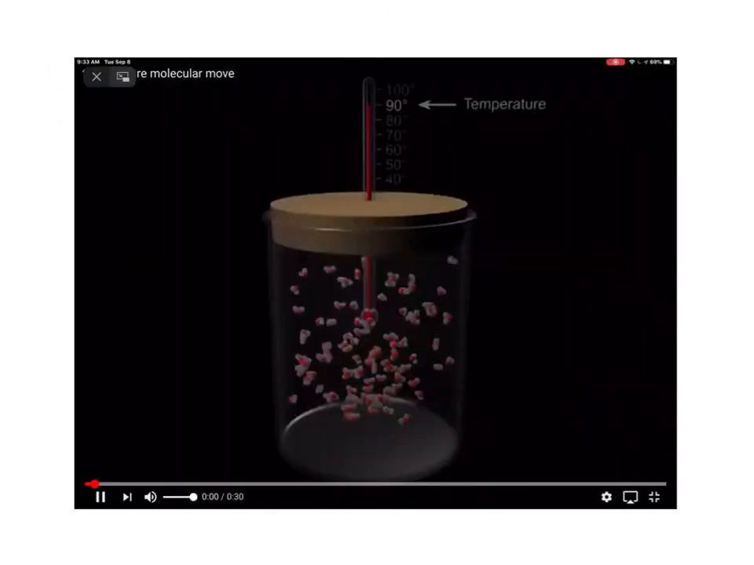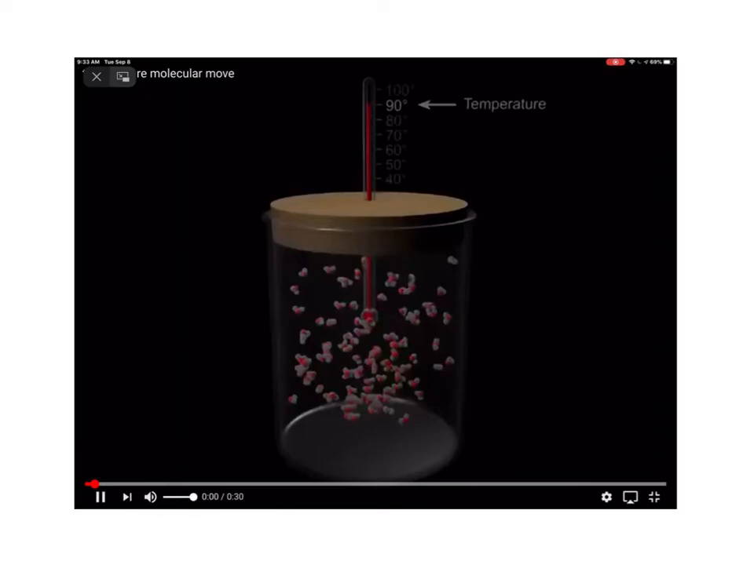Let's look at what temperature actually measures. Temperature measures the average kinetic energy of the system. Kinetic energy is related to both mass and speed. If we look at a container full of the same particles, they will all have the same mass, which means that the kinetic energy will be related to the average speed of those particles.